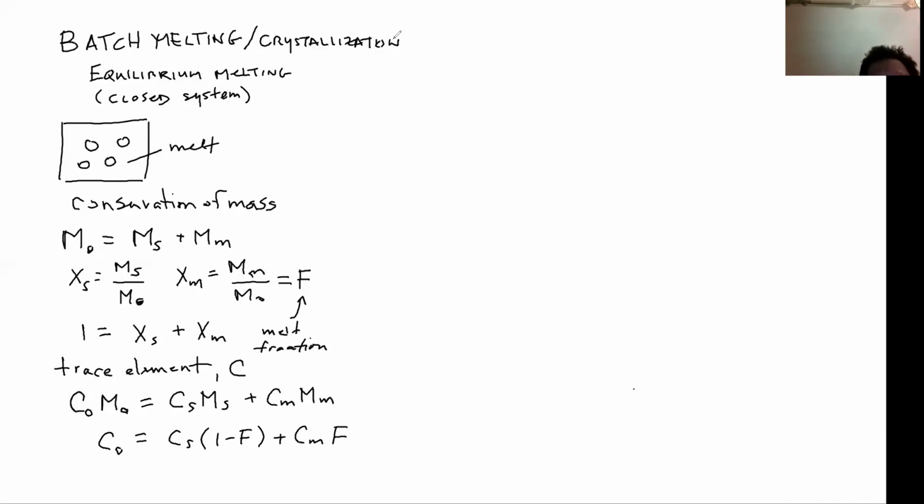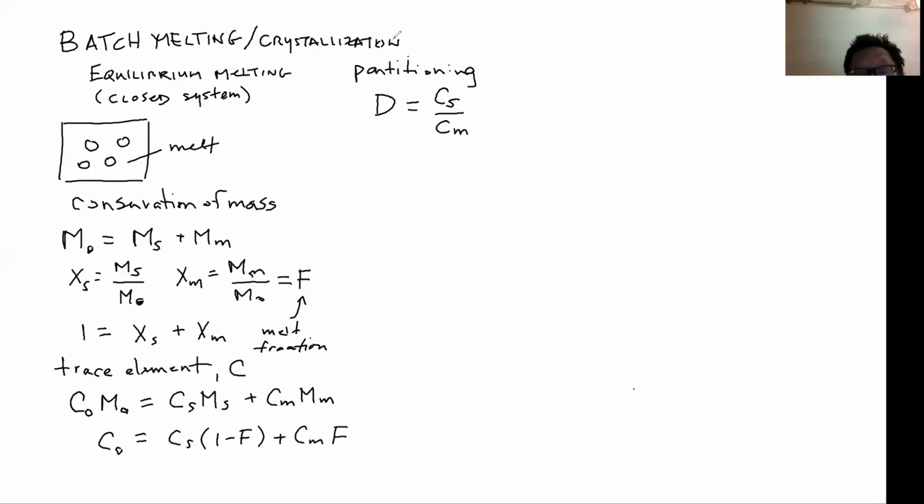Now we're going to make use of another relationship, which is the partitioning of a trace element between two phases, the solids and the melts. So we denote that with this symbol D. That's the partition coefficient, and that is the concentration in the solid over the concentration in the melt. You always put the solid over the melt, and it's to denote how this element might be distributed between the two phases at equilibrium. Okay.